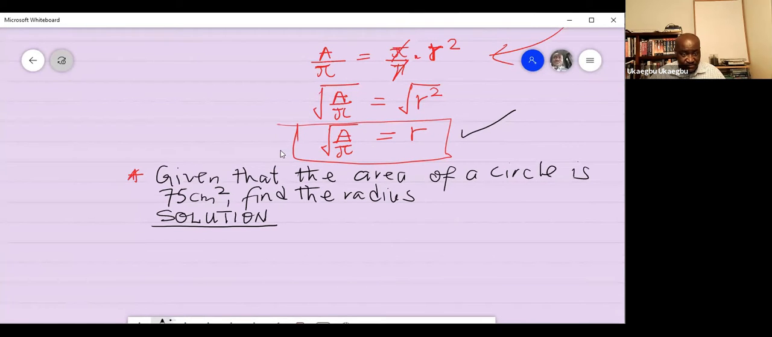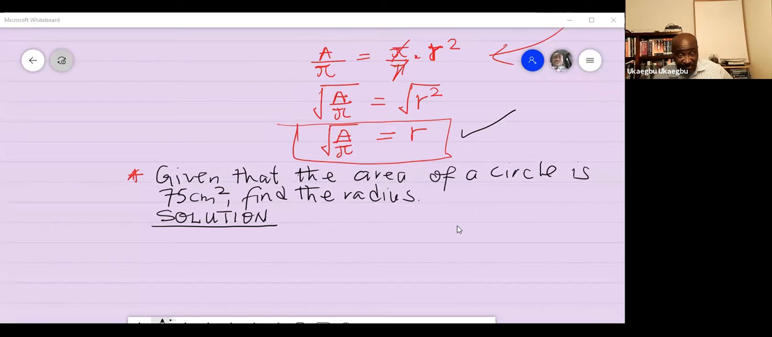So given that the area of a circle is 75 centimeters squared, find the radius. How many decimal places do we use? 2 is fine. You can do 2, you can do 1. You can do more than 2.